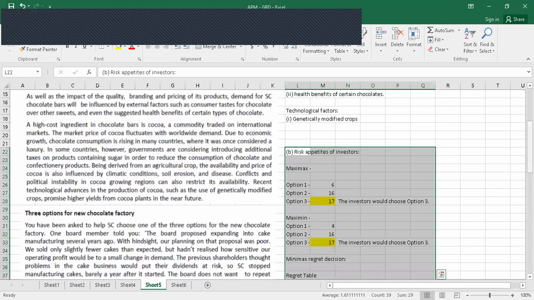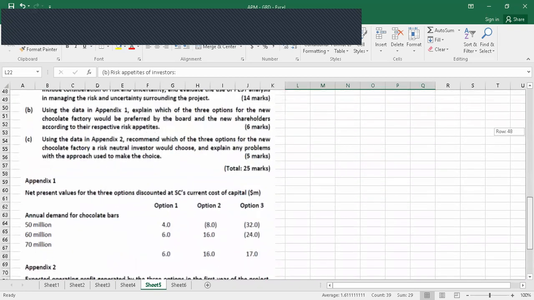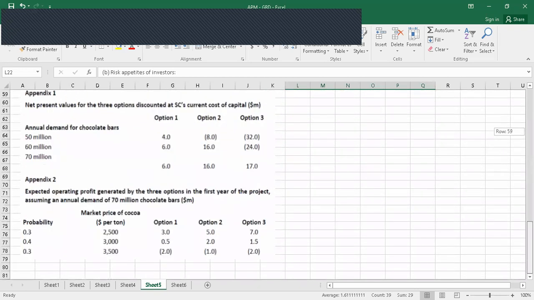Then the next one, the last bit, is 5 marks. This one is about a risk neutral investor. For risk neutral investors, we have to depend on appendix 2, because a risk neutral investor will go with expected value.